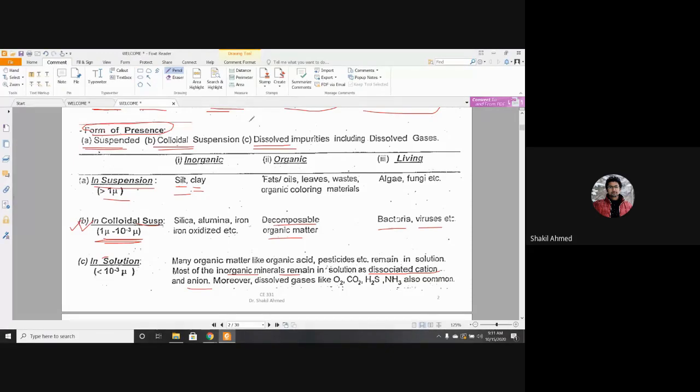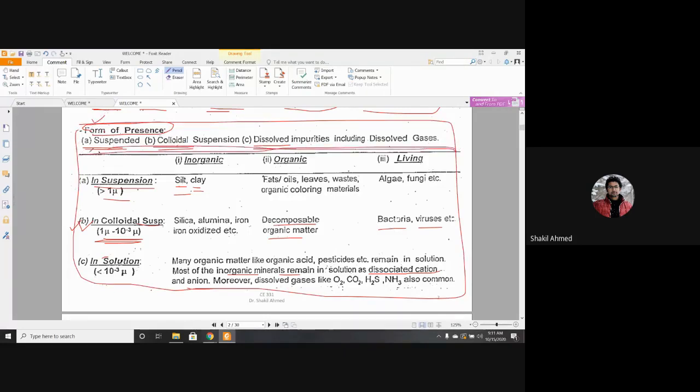So this table is important to know the different types of pollutants and their classification. It can be inorganic, it can be organic, it can be living, it can be suspension. Suspension can also be inorganic suspension, organic suspension, living suspension. Then inorganic colloid, organic colloid, living colloid. Then inorganic solution, organic solution, living solution. So there can be different types.